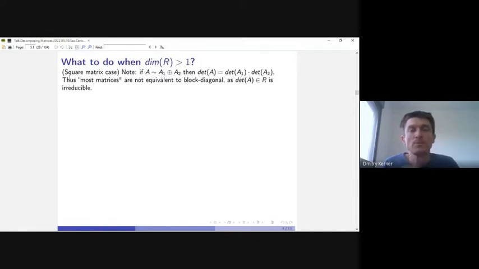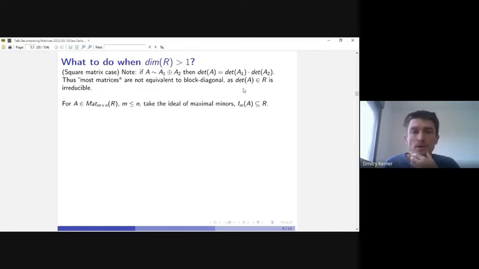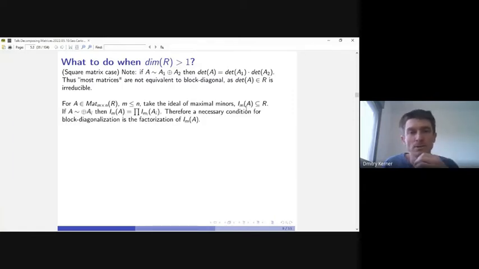Well, let's start with the square matrix case. Once again, this is the silly observation: if a matrix is left-right equivalent to a block diagonal, then the determinant must factorize. Therefore, most matrices will not be equivalent to block diagonal, because the determinant is irreducible. So the minimal necessary condition is the reducibility of the determinant. Let's state it for rectangular matrices, not necessarily square. There, instead of the determinant, you take the ideal of maximal minors, the classical ideal generated by all the m by m minors of the matrix. If A is equivalent to a block diagonal, then of course the ideal of maximal minors will be just the product of the corresponding ideals. Therefore, the necessary condition for block diagonalization is the factorization of this ideal of maximal minors.